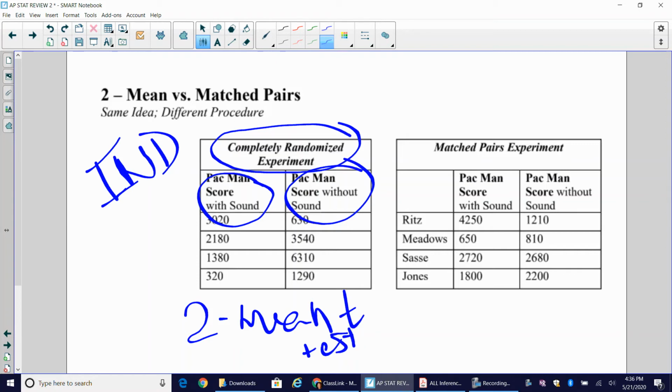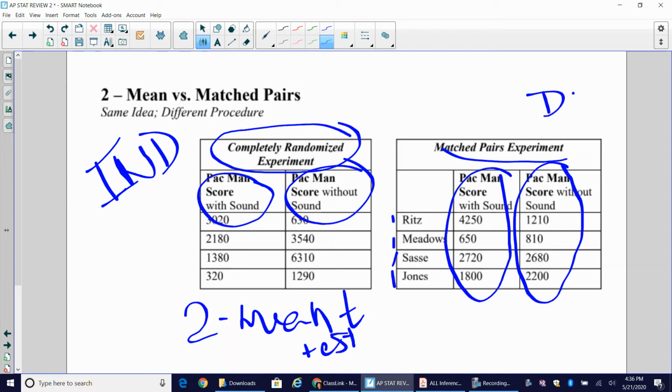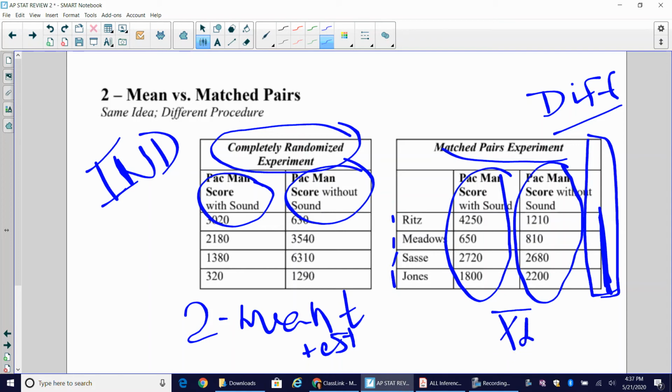Over here, I've got a matched pairs experiment where every single person is going to play the game with sound and going to play the game without sound. That means I need to make another column over here that would represent the difference between these scores. So I'm going to find the difference between all of these scores. I'm going to make a new column of data, and this becomes my 1 sample. I get my 1 x bar for the difference between this paired data. These 2 groups are not independent of each other.